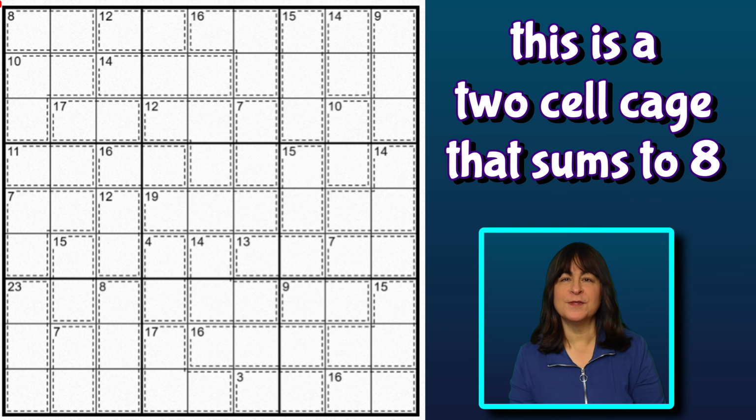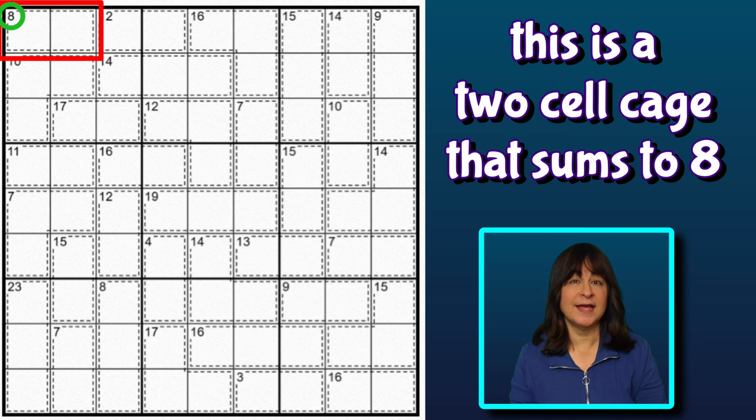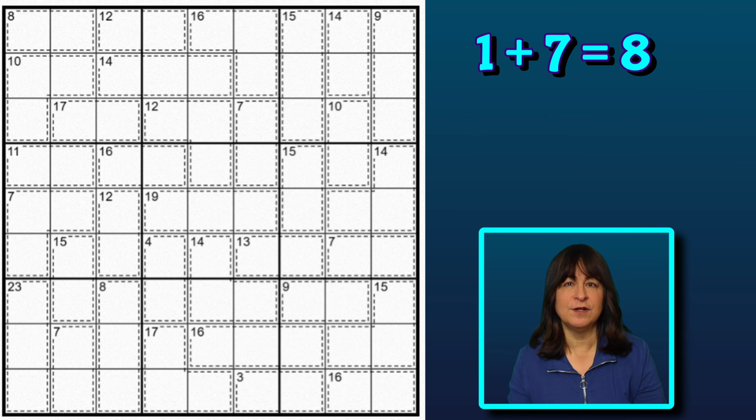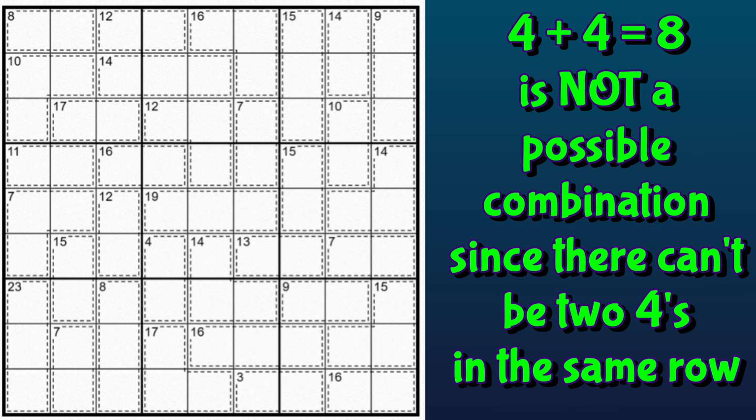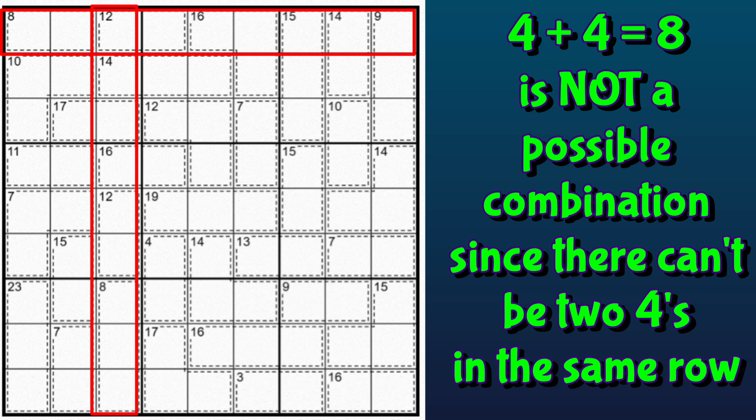So, for example, this is a 2-cell cage that sums to 8. So that can be a 1 and a 7, a 2 and a 6, or a 3 and a 5. Notice that I didn't say a 4 and a 4, because obviously you can't have 2 4s in the same row. But what if the cells didn't line up in the same row or column or block?